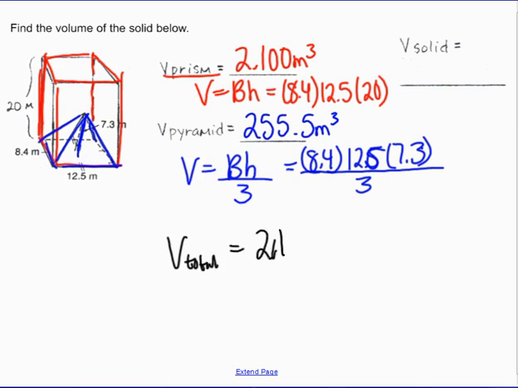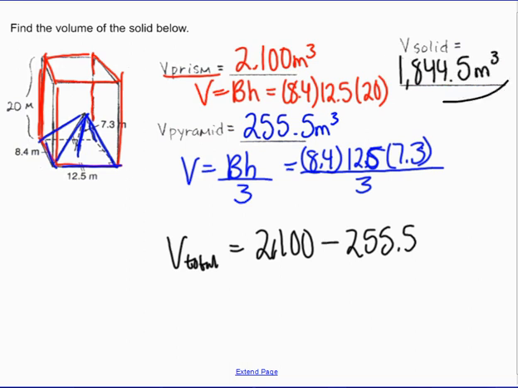So now to find the volume of the solid, I'm going to take the 2,100 and subtract out the 255.5. Get a grand total of 1,844.5 meters cubed. And that is pyramids.